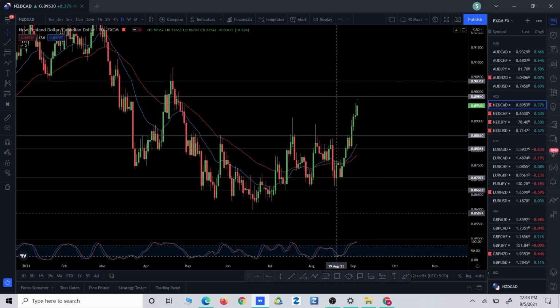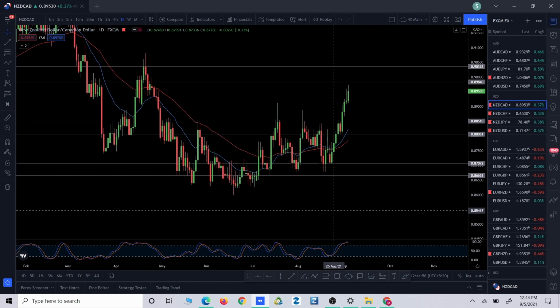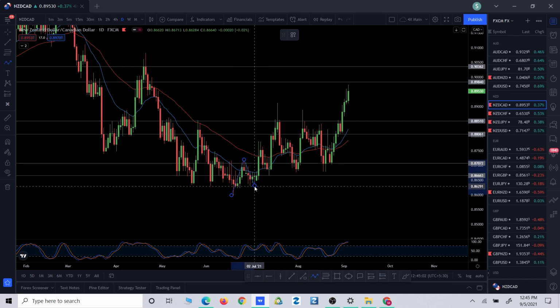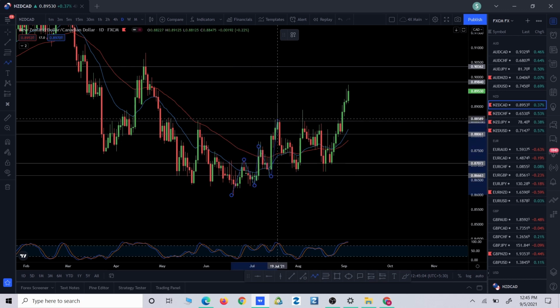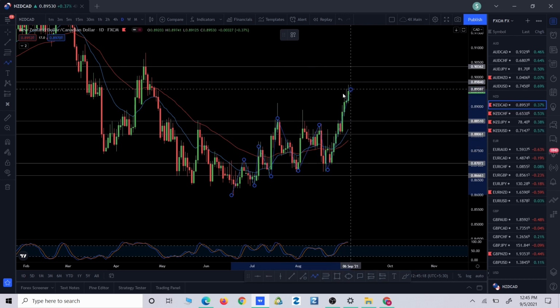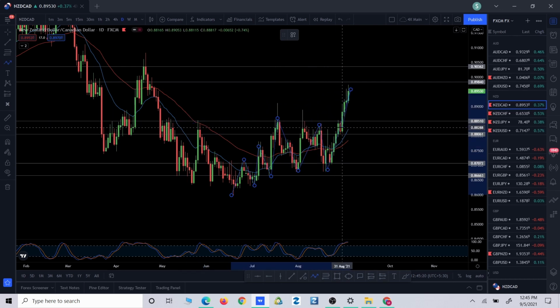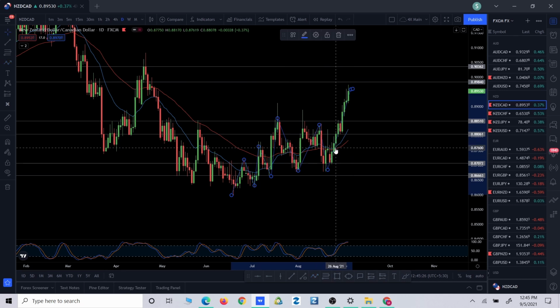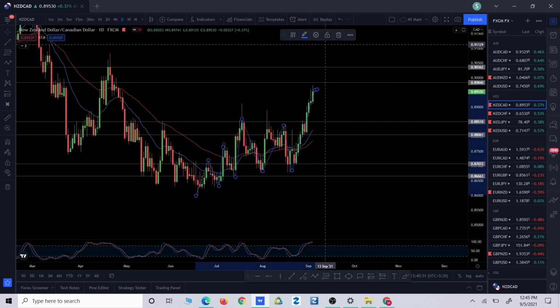The New Zealand CAD, as we can see, the price is in an uptrend, making higher highs and higher lows. Starting from here, we have the high, low, higher low, so higher high, higher low, higher high, same low. So it's the same high as the previous high and the same low as the previous low. So the price was in a range for some time, and now the price broke and closed above the series of highs, making a higher high. As we can see, the price is consistently making higher highs and higher lows, so we are in an uptrend.